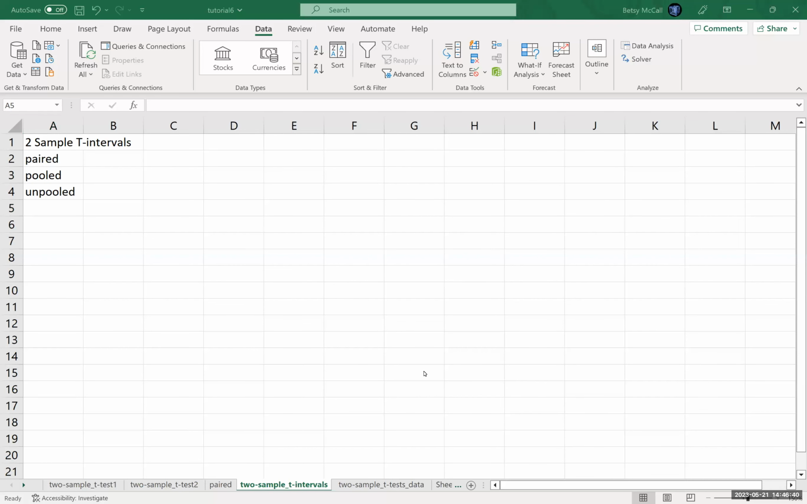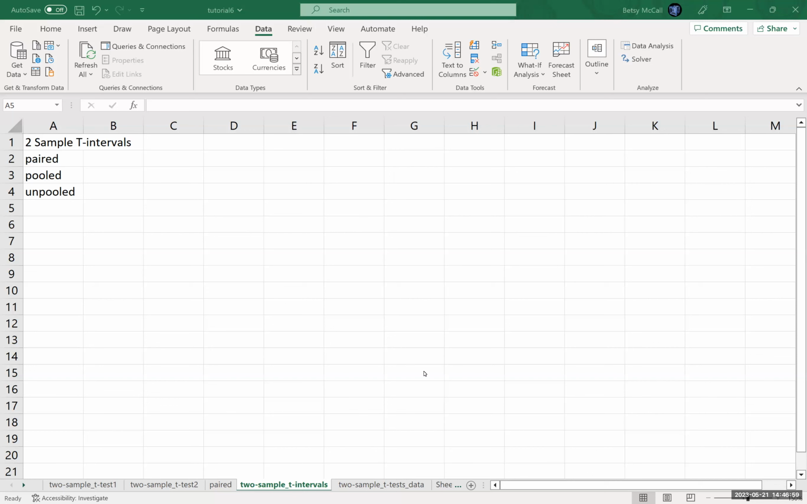All right, so in this video, we're going to look at the last topic we need to talk about with two sample t-tests, which is calculating two sample t intervals. So confidence intervals around our difference of means. And a lot of the steps are going to be very similar.